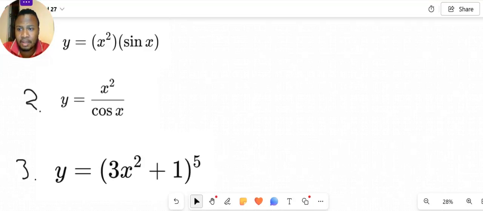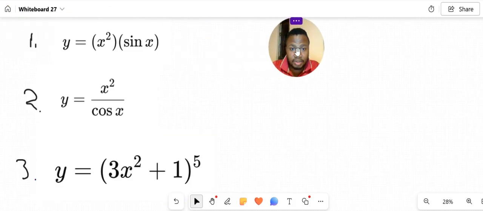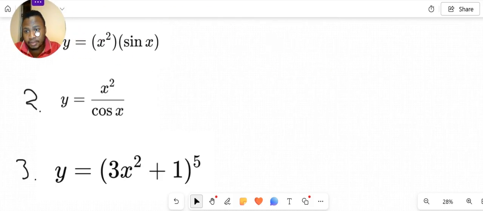I'm the master Trickster. I'm going to be teaching you today how to do the product rule, chain rule, and quotient rule using the three examples on the board. Without further ado, let's get into it.